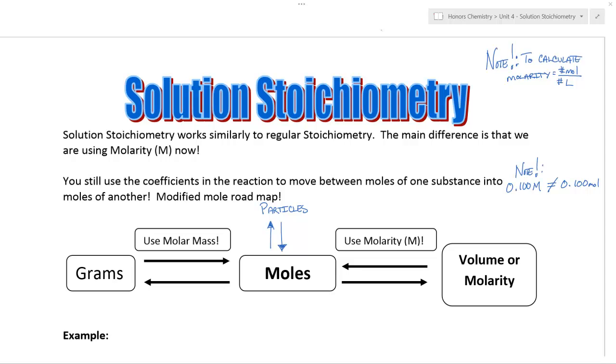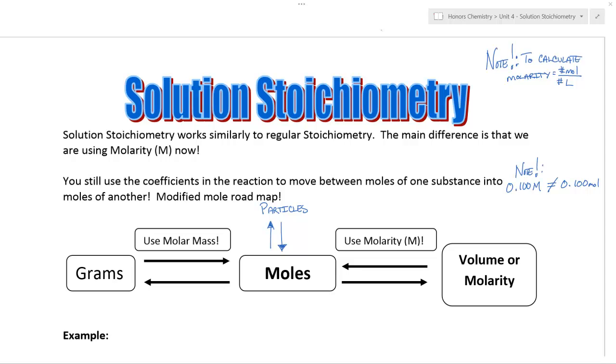Alright, today we're going to learn about something called solution stoichiometry, which is not anything really that much different than what you were doing before with regular stoichiometry, except for the fact that we're going to now be using concentration in the form of molarity to help us convert back and forth between things. It's just another piece, another tool that you can add into it.